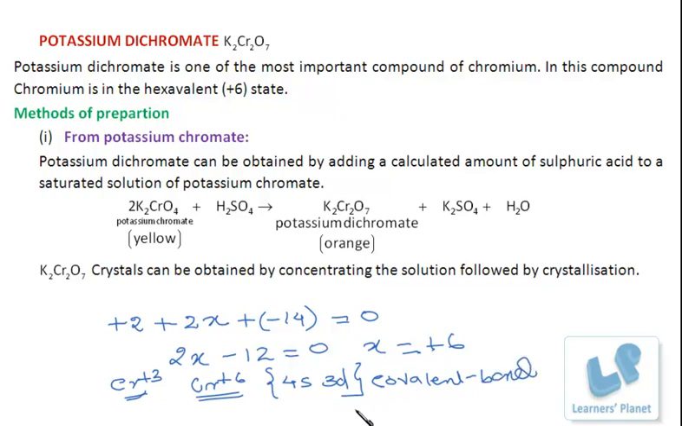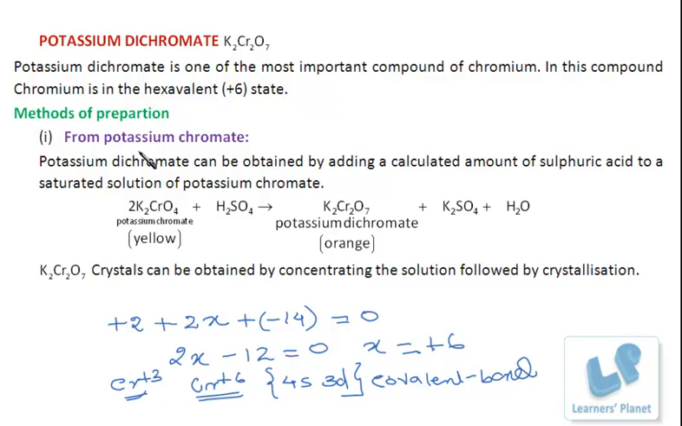So chromium can take up 3 electrons and revert back to its Cr3+ state, which is a stable state over here. I have explained this. So this potassium dichromate acts as a strong oxidizing agent. Let's see the method of preparation.